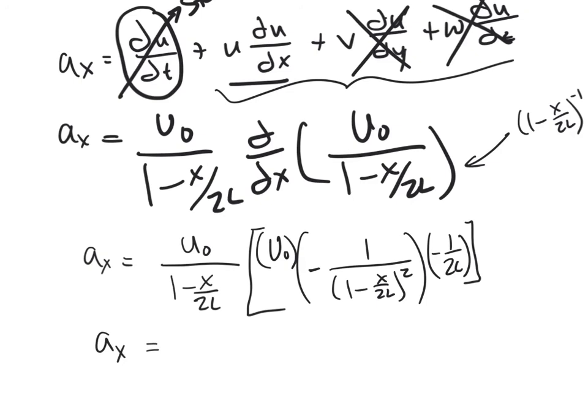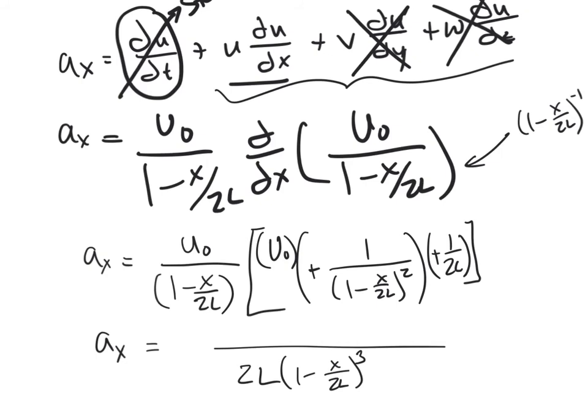Okay, so we're going to do the math here. And we're going to get a pretty ugly expression, noting that I can combine these two (1 minus x over 2L) terms, so I get that to the third power. The negative signs cancel and become a positive. I've got a 2L on the bottom, and it looks like I've got u naught squared on the top.